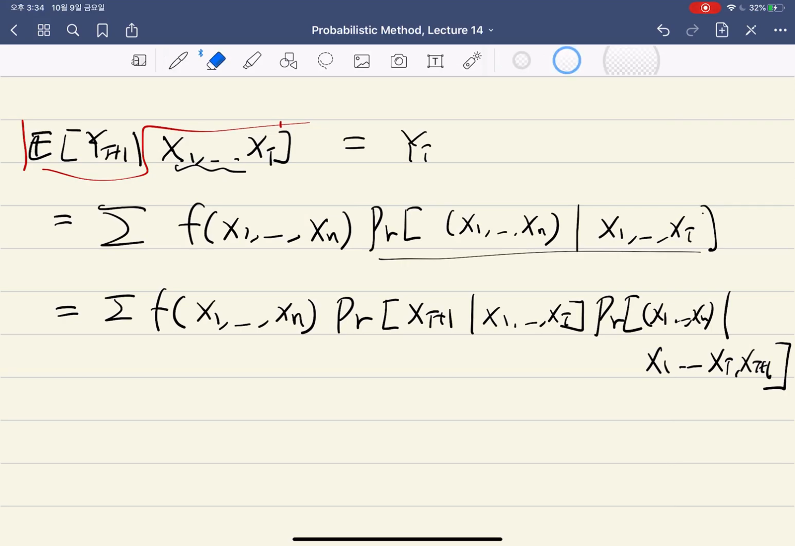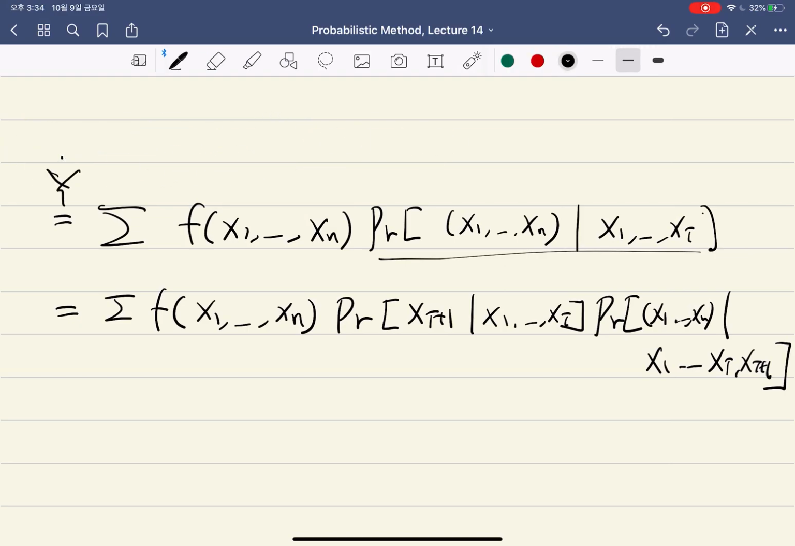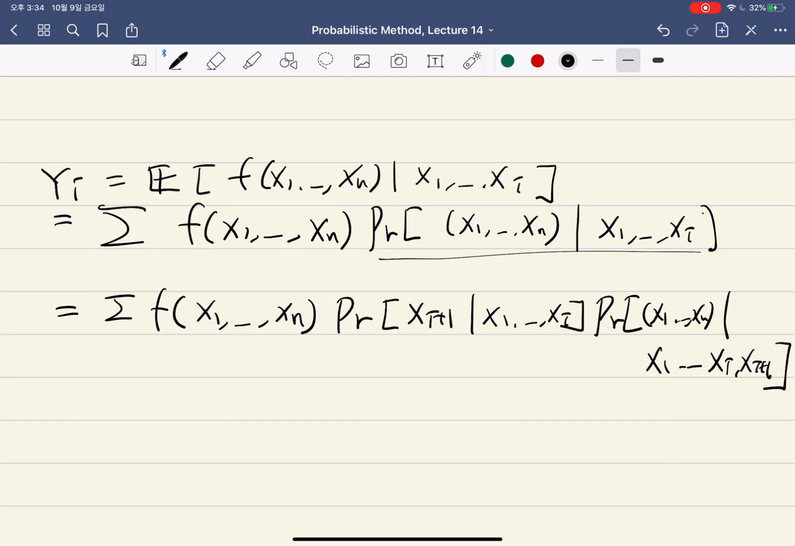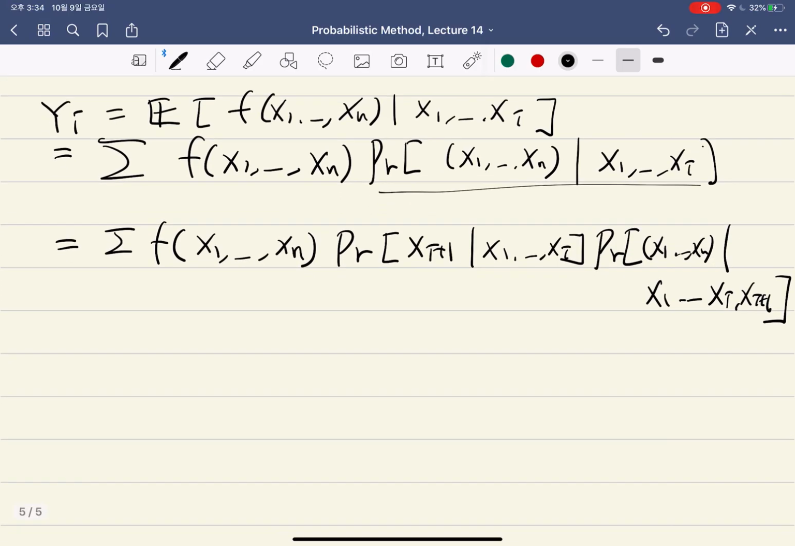Give me a moment. What was I doing? This is actually yi. Sorry, I was a bit confused myself. This is yi. Yeah, this is the definition of yi, which is the expectation of f(x1 to xn), conditioning on x1 to xi.